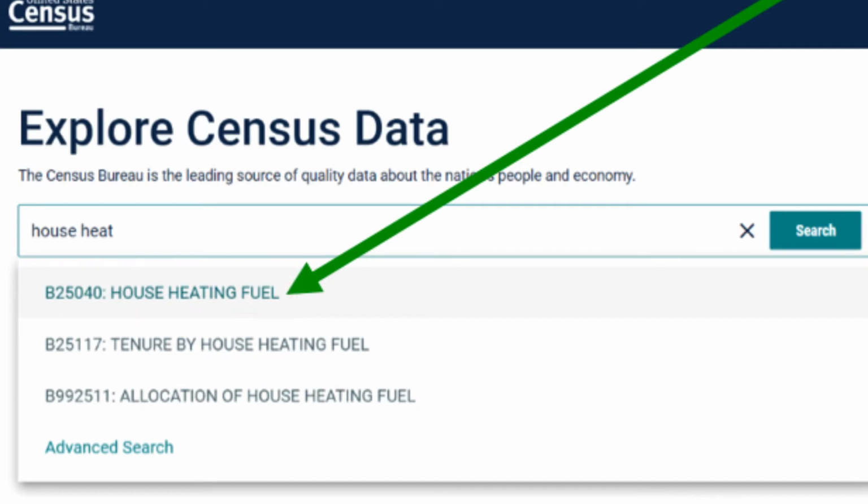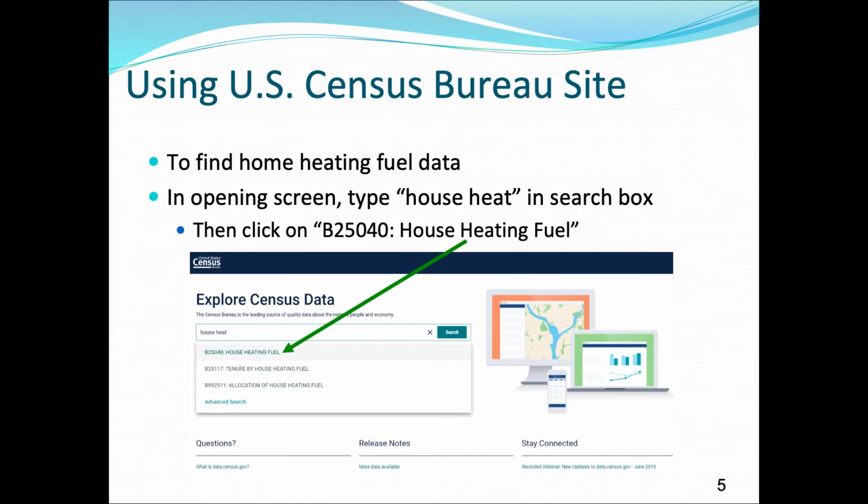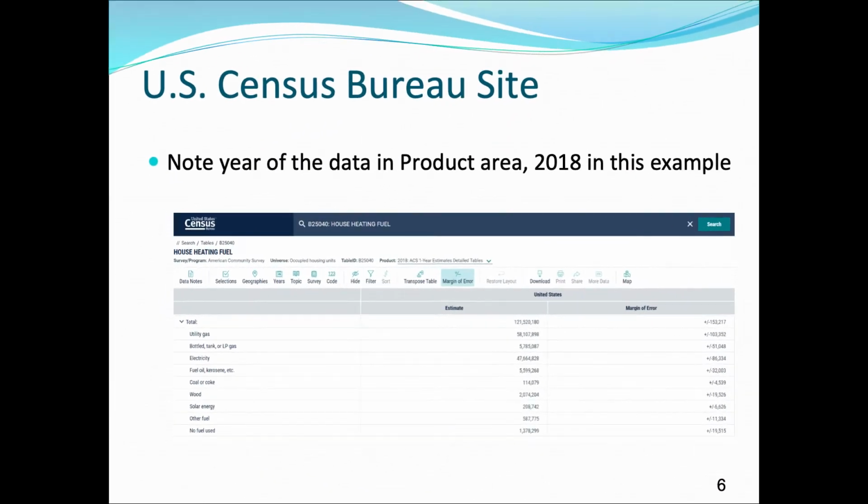So you want to click on that, and when you do that, that opens up this screen that shows you data on house heating fuel. So what it shows you is the number of houses that heat with each of the fuel types.